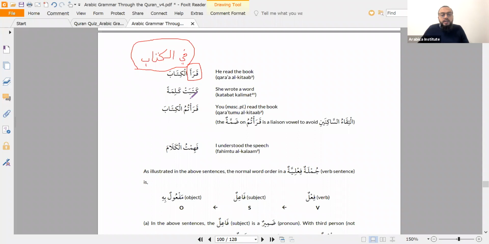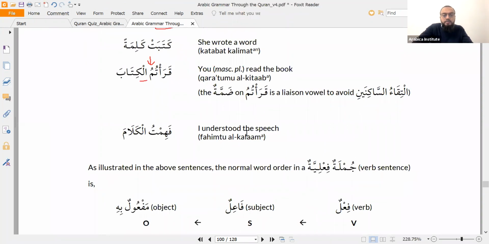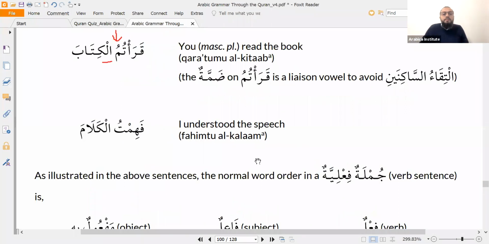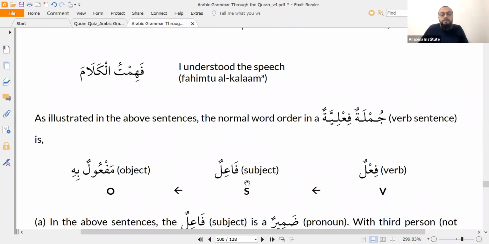So we have another example, katabat kalimatan, she wrote a word, qara'tumul kitaba, you wrote or you read the book. Notice that when you say qara'tum, followed by hamzatul wasl, again we need a little liaison vowel here, qara'tumul kitaba. That's easier for you to see. So here we have qara'tumul kitaba, fahimtul kalama. The object goes up.